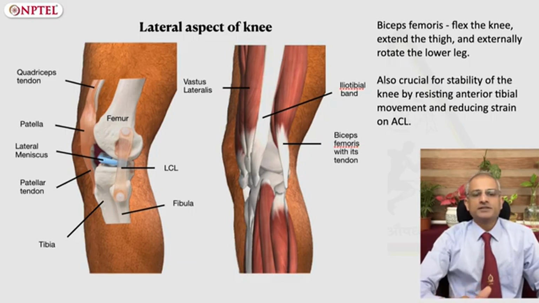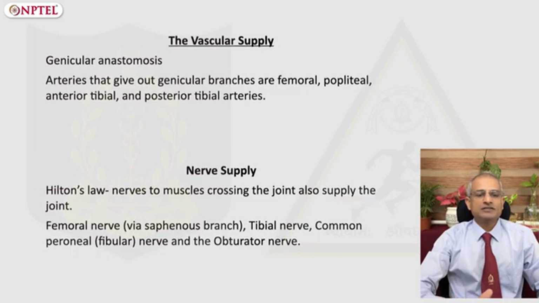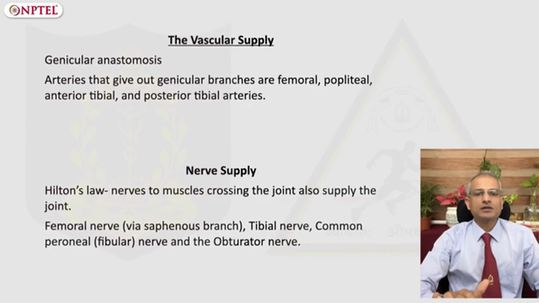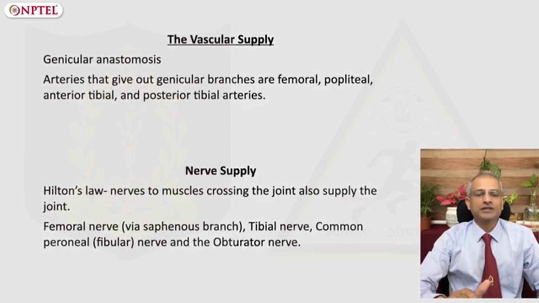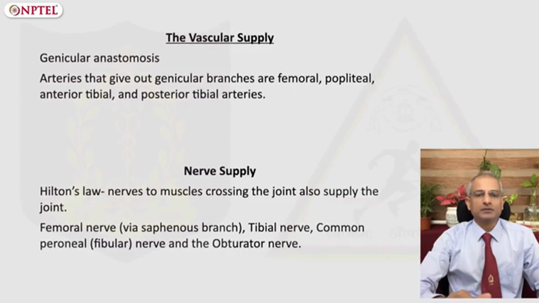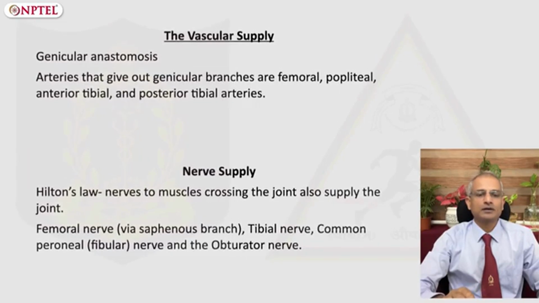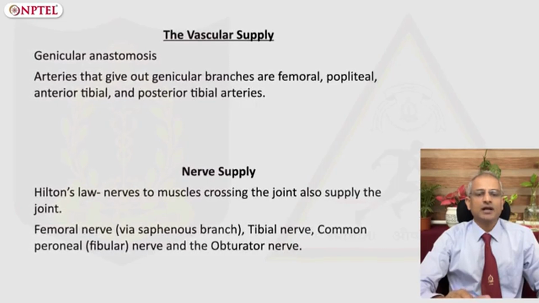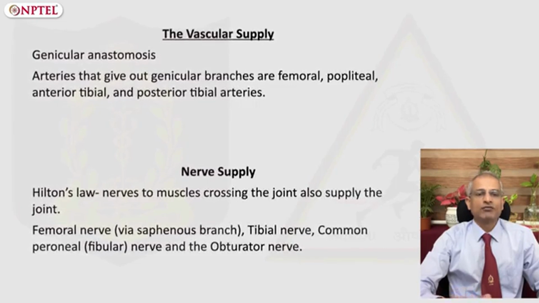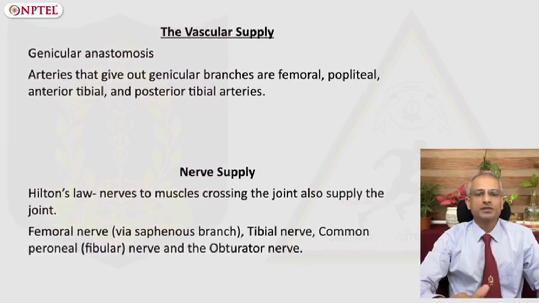It is pertinent to mention that the blood supply and nerve supply of the knee is also important before we dwell upon the functional aspects. The vascular supply is by the genicular anastomosis around the knee, which provides a rich collateral circulation. The main arteries that contribute to this collateral circulation are the genicular branches from femoral, popliteal, anterior tibial, and posterior tibial arteries.